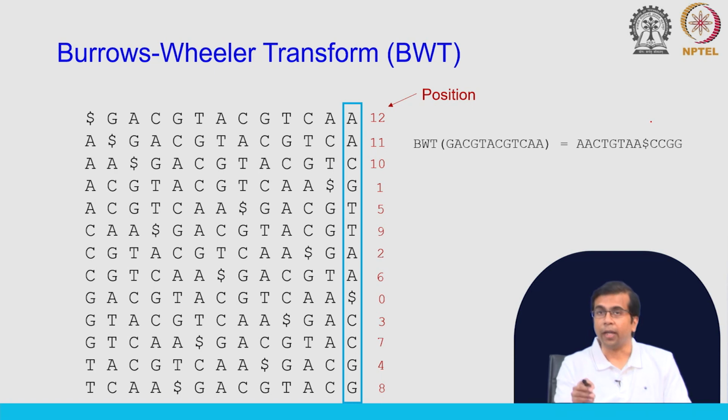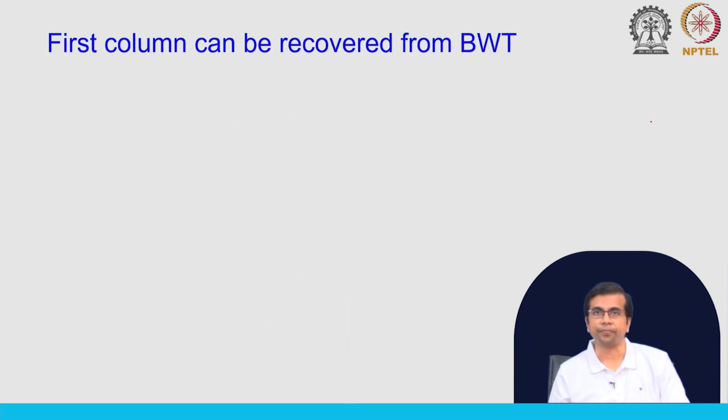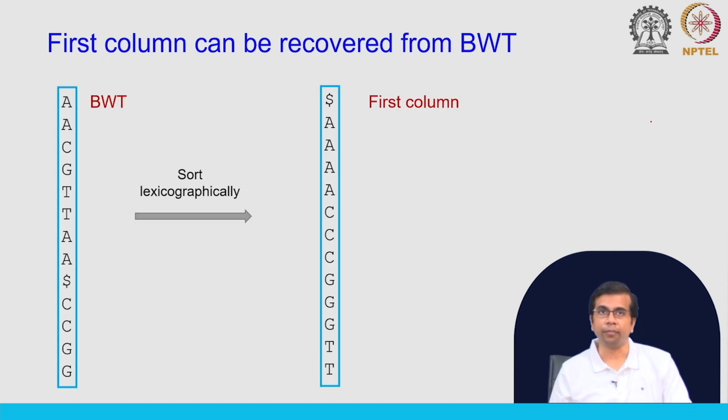We can also add positions, we can keep track of the positions of each of these letters, and we can store these positions. Again, this will not take too much memory or storage space. So, what we have discussed, BWT size is the length of the reference. Now, what is stored actually in the memory? We can simply store this BWT, the last column, and it turns out you can actually generate the first column of that matrix from this BWT information alone.